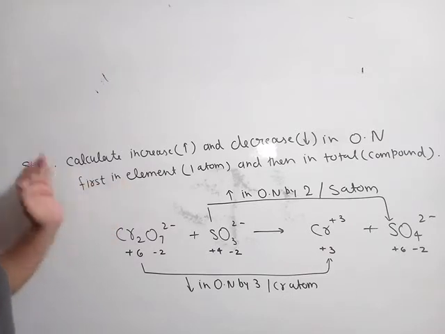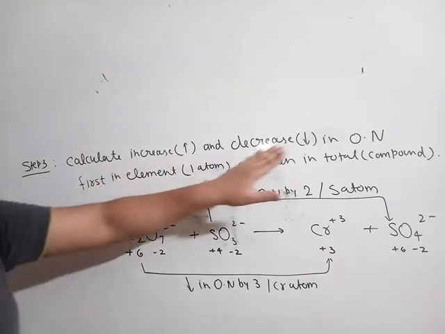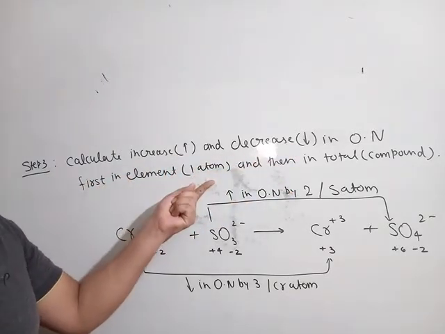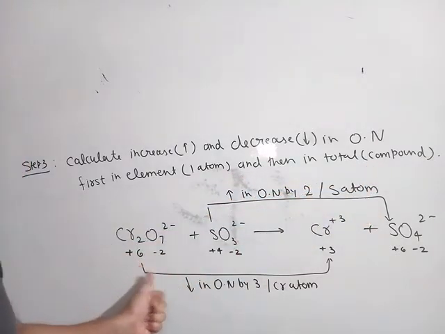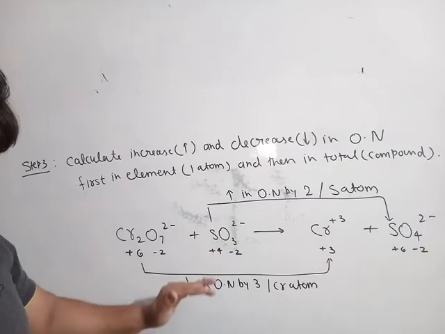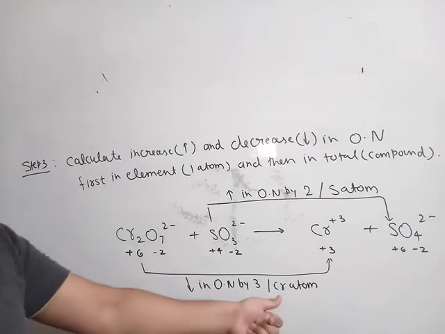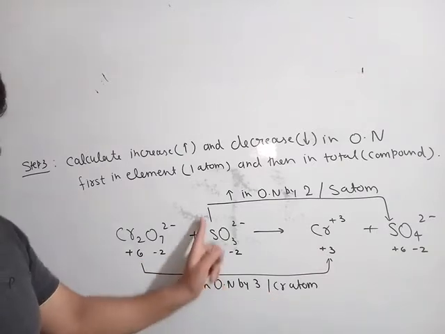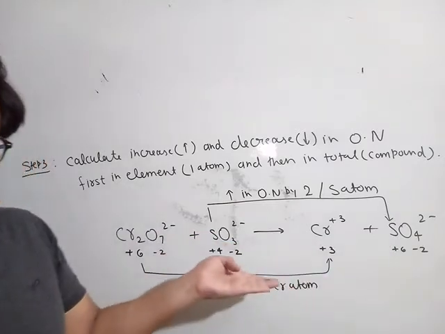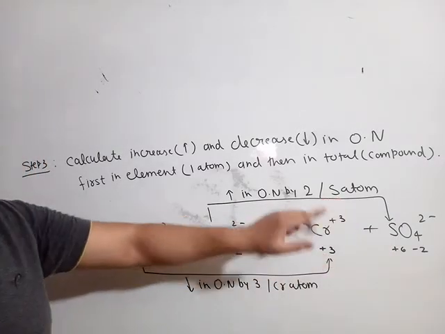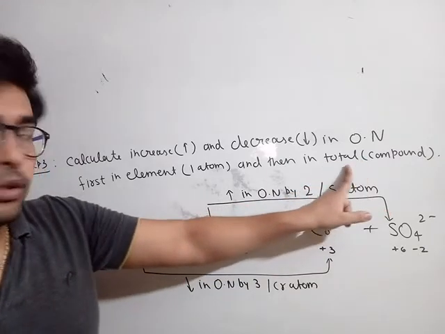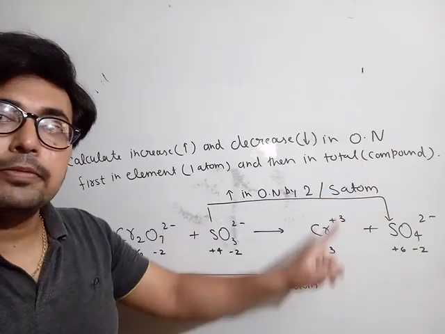The third step is to calculate the increase and decrease in oxidation number in one atom, and then in total or in the compound. If you go from plus 6 to plus 3, that means the number is decreasing by 3 per chromium atom. If you go from plus 4 to plus 6, that means an increase of 2 per sulfur atom. But then we have to calculate the total here. So what will be the total?